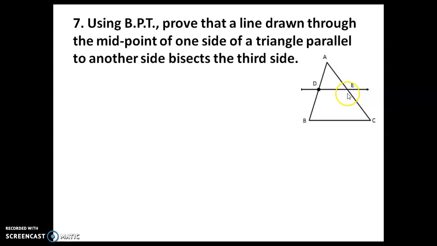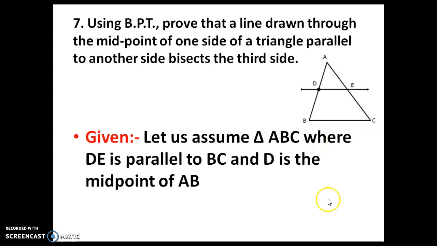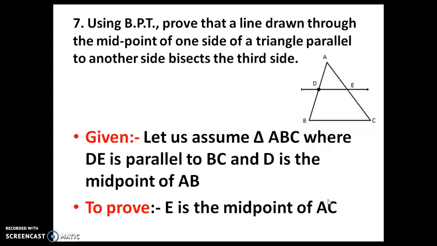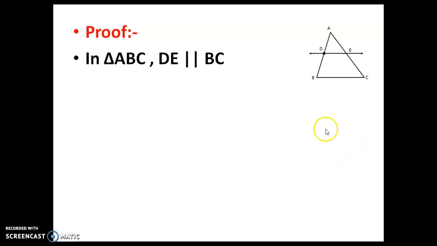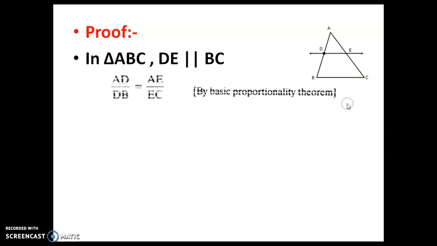We have to prove that E is the midpoint of AC, and D is already given as the midpoint of AB. Write the given data and to prove. I hope you understood this. So moving to the solution. In triangle ABC, DE is parallel to BC. So by basic proportionality theorem, we can write AD by DB equal to AE by EC.